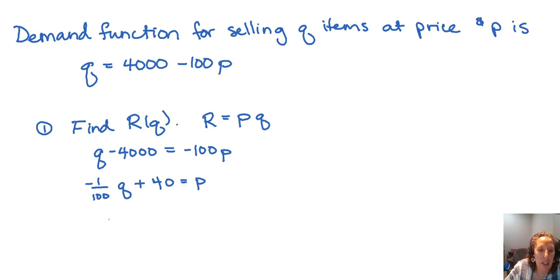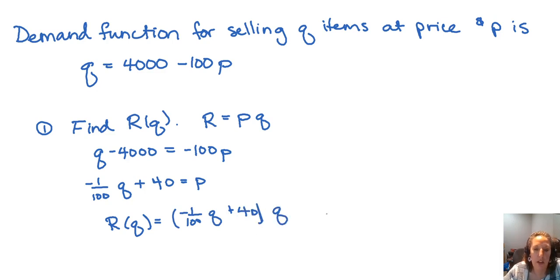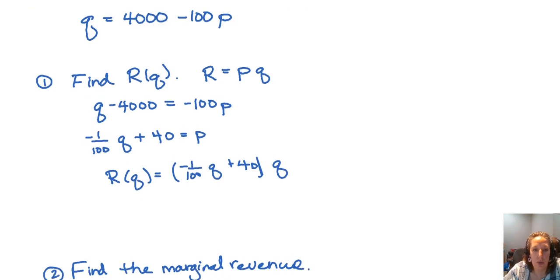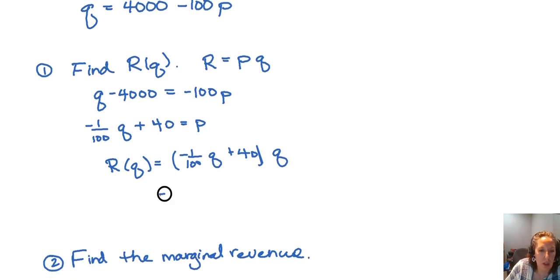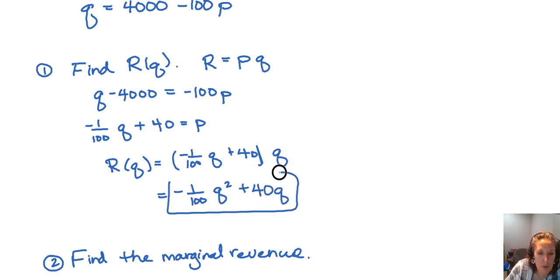So now let's plug in. The revenue in terms of quantity is going to be our price function, which we just found, negative 1 over 100 times Q plus 40, times our quantity. And if we wanted to distribute that Q, to make it a little bit easier for our next step, we'll get negative 1 over 100Q squared plus 40Q. So there's our revenue function in terms of our quantity.